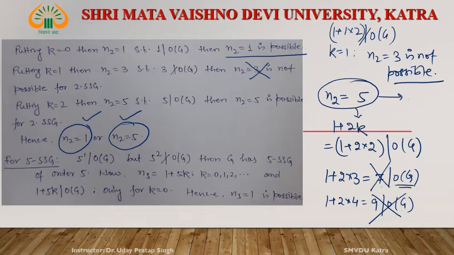Similarly, 5 to the power 1 divides order of G. Yes, order of G is 10. Okay. 5 to the power 2 does not divide 10, means 25 does not divide 10. Yes.